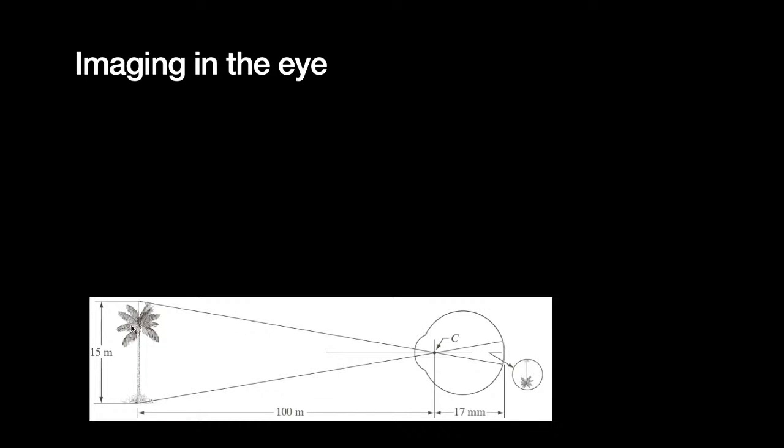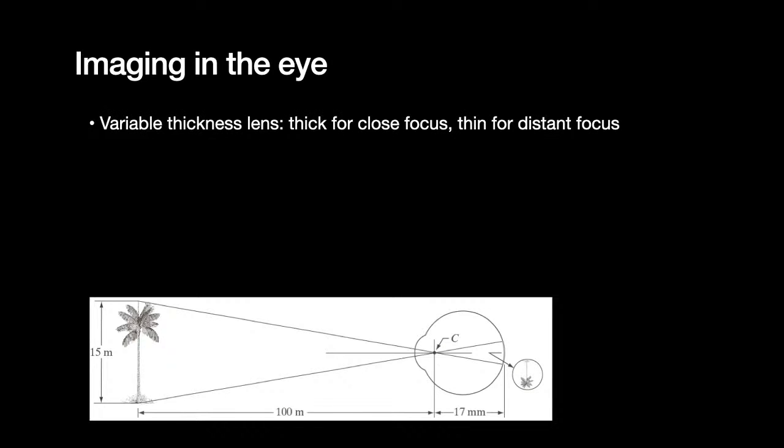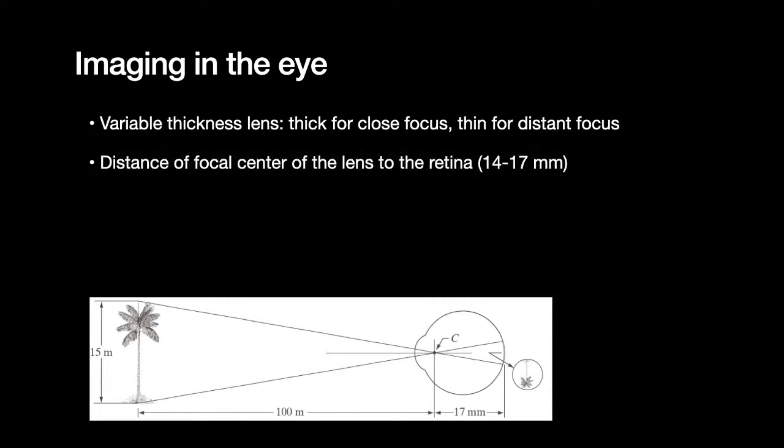This is a diagram of typically how the image formation takes place. This is an object which is at 100 meter, 15-meter height. This length is around 17 millimeter. That will help us to find the image formation. Image is created inverted. The lens thickness can change. It's thick for close focus, thin for distant focus. The distance from the focal center of the lens to the retina is 14 to 17 millimeter. It varies from situation to situation, depending on what you are looking at.